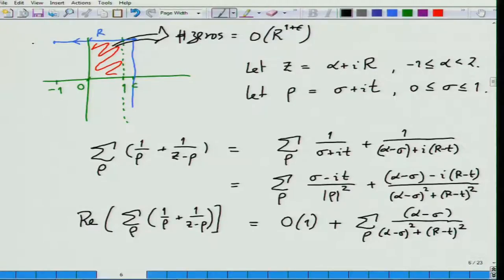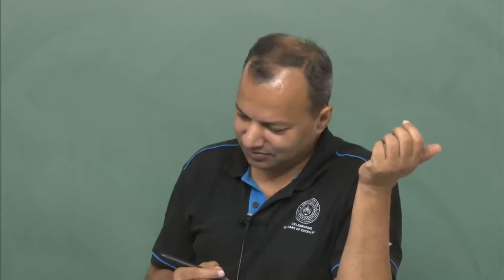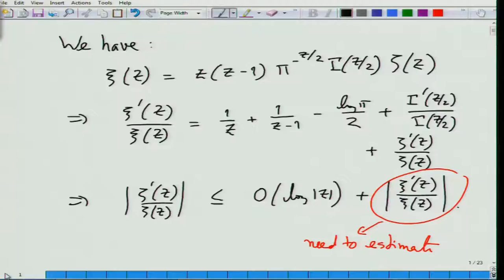And when I set alpha equals 2, then I know everything, because at that z, which is 2 plus I r, I can bound zeta prime over zeta, I can bound gamma prime over gamma, and therefore I can bound xi prime over xi. After all, what is xi prime over xi? It is here. Once I put in z equals 2 plus I r, this is order 1.